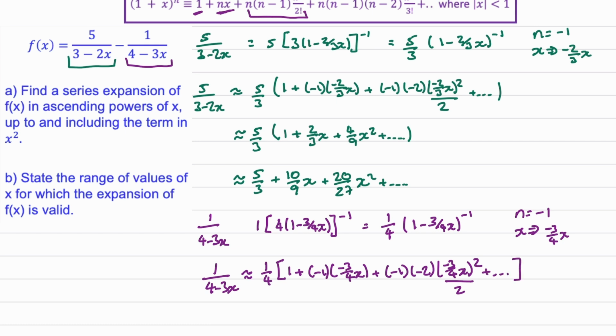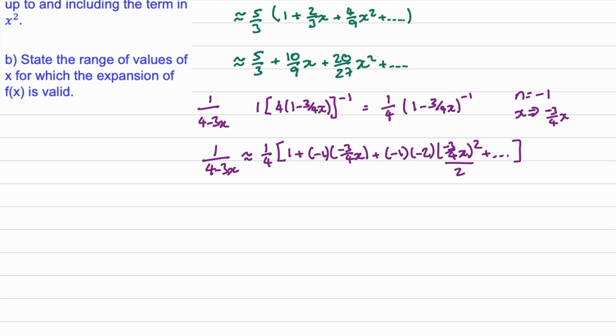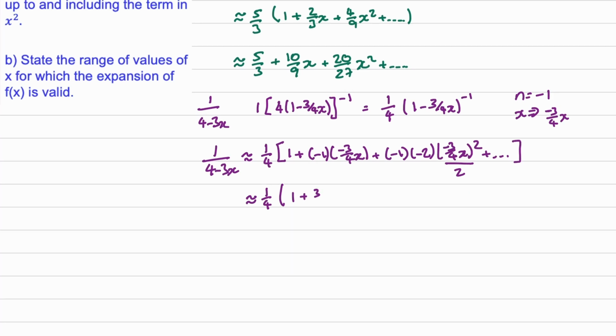Okay? We'll tidy up this bracket, so we'll get approximately 1/4 multiplied by the 1. We'll get positive 3/4x here. And then this positive 2 will cancel with this division of 2. So we've got -3/4 squared, and this will give us 9/16 x squared.